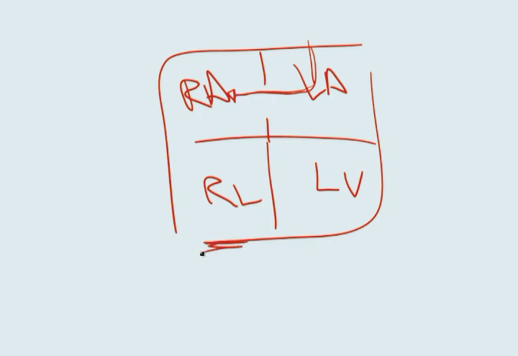Now that delayed closure of the pulmonary valve in relation to the aortic valve will result in a splitting of the S2, and of course the S2 is when the aortic and the pulmonic valve close.